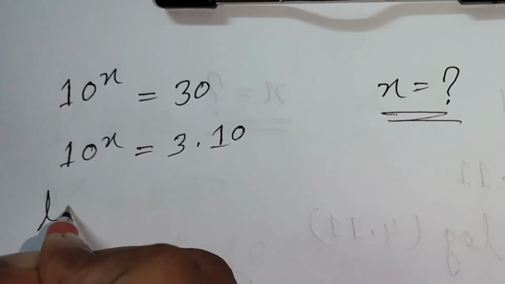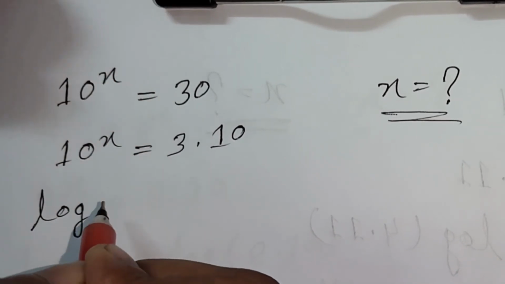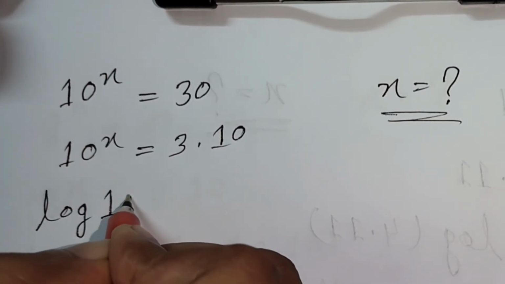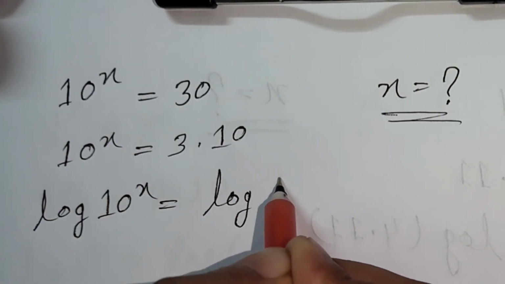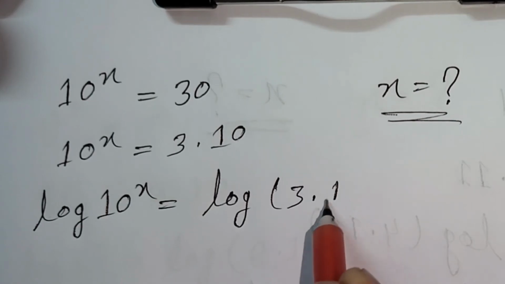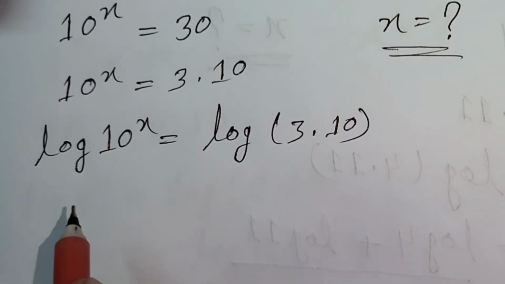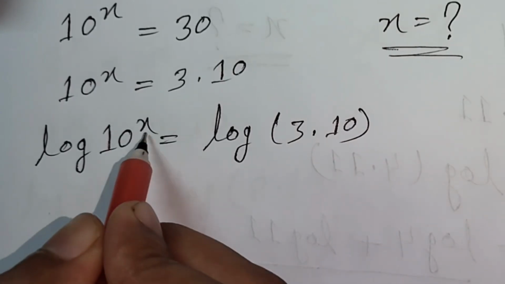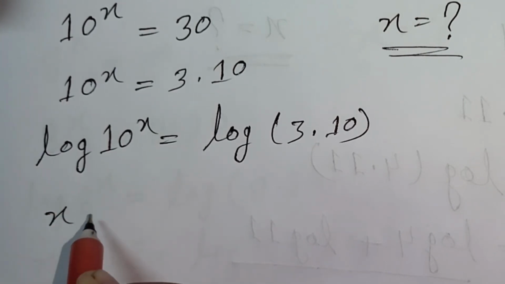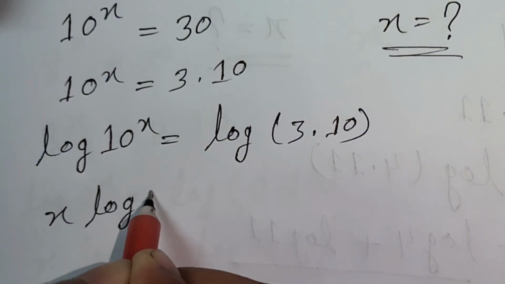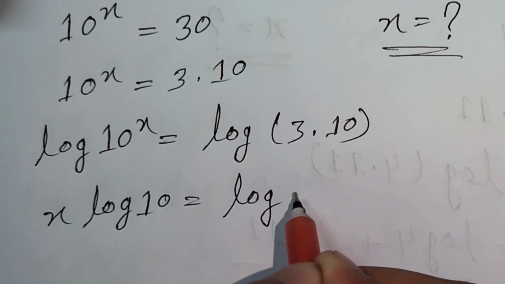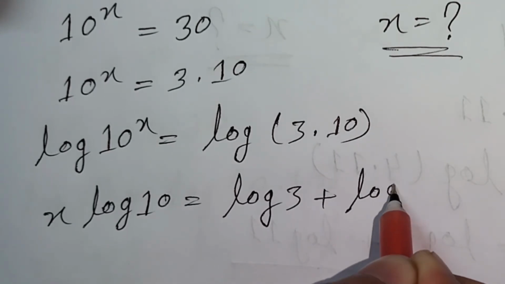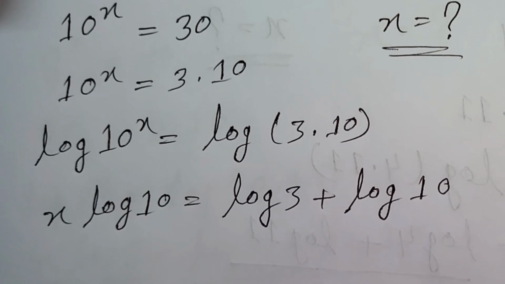Then take log on both sides. Log 10 to the power x is equal to log of 3 times 10. Then x comes down to the front: x log 10 is equal to log 3 plus log 10.